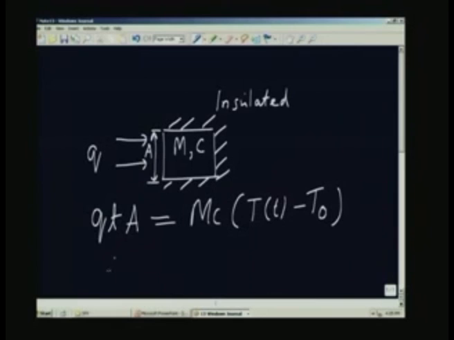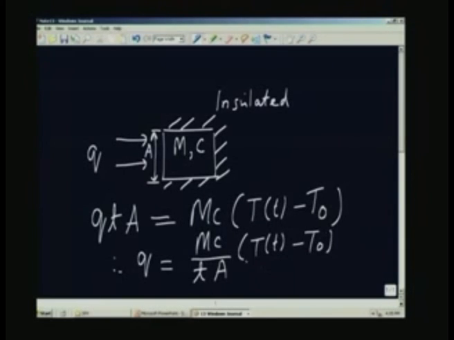Therefore, q is equal to m c by t into A into T at t minus T at 0. So, this is what is measured. I think we will stop here and continue in the next lecture. Thank you.